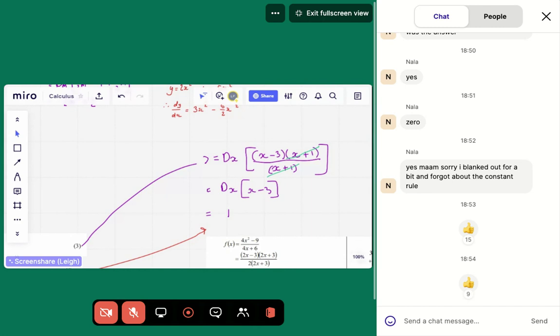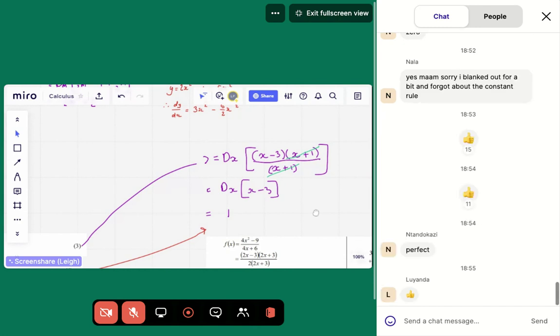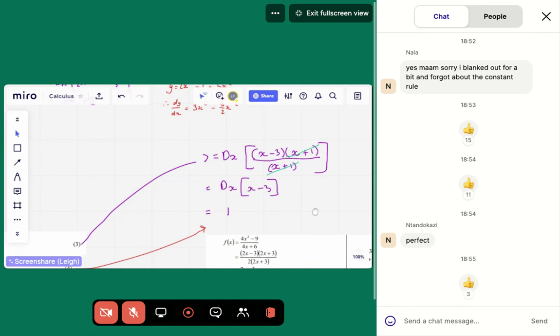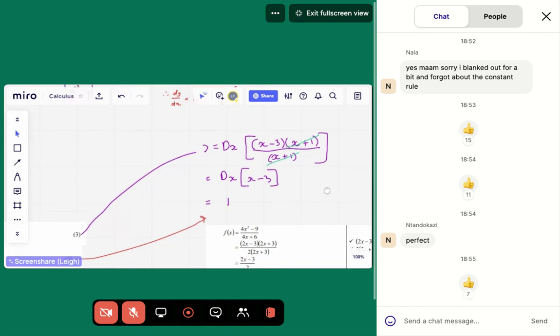Anybody who tried the purple question, is that fine? Does that make sense to you? Perfect, and Tandukazi, well done, excellent, I'm so glad, that's great. Okay, thumbs ups are still going.